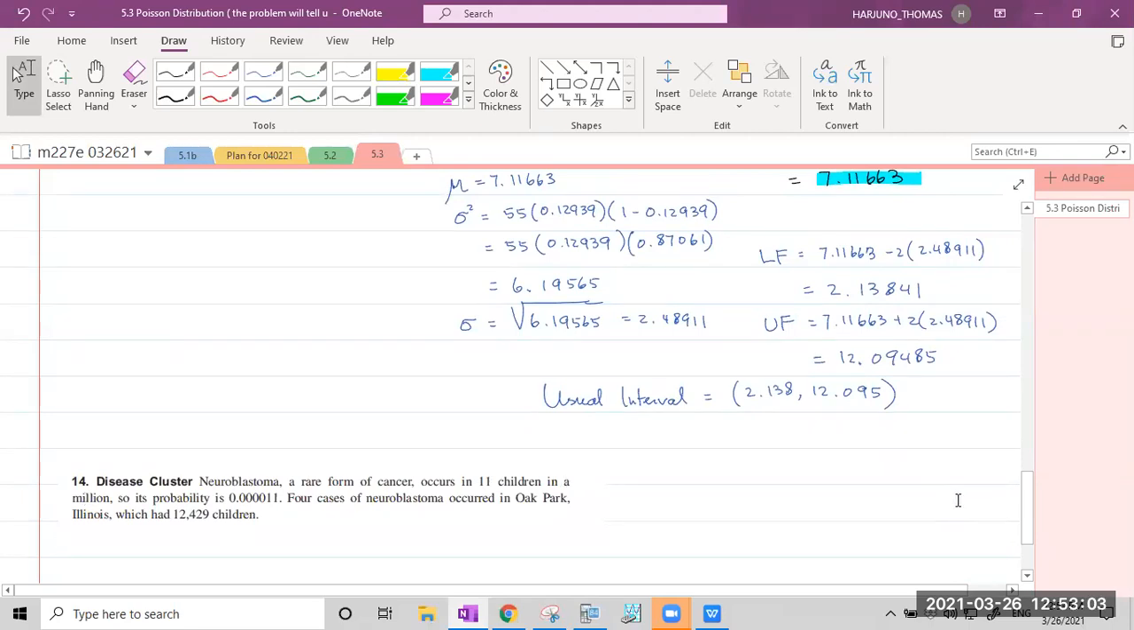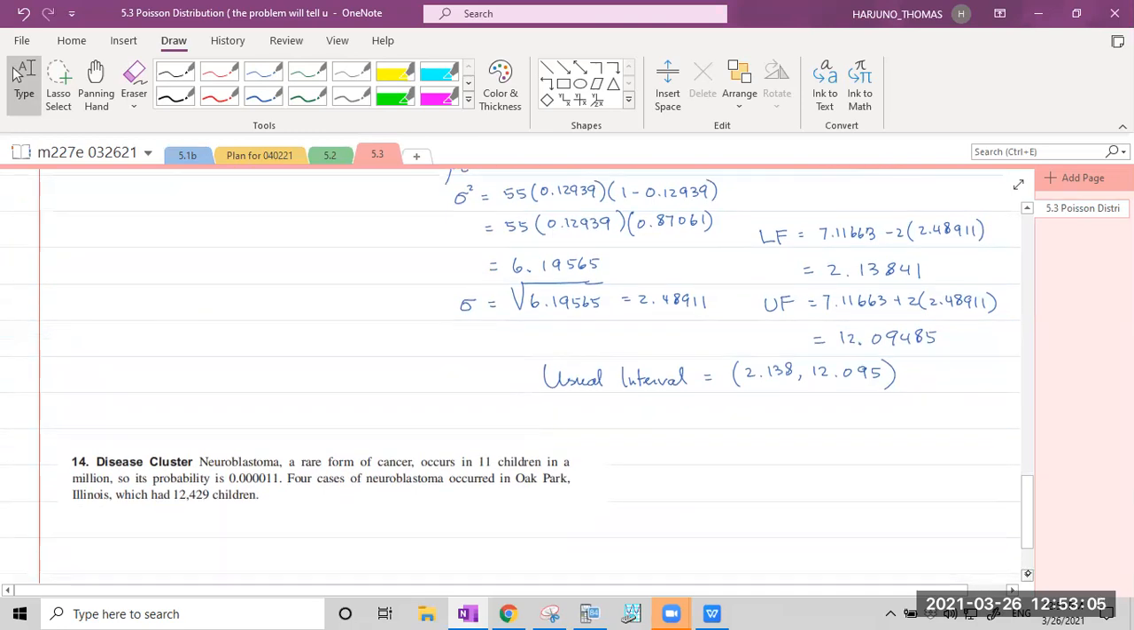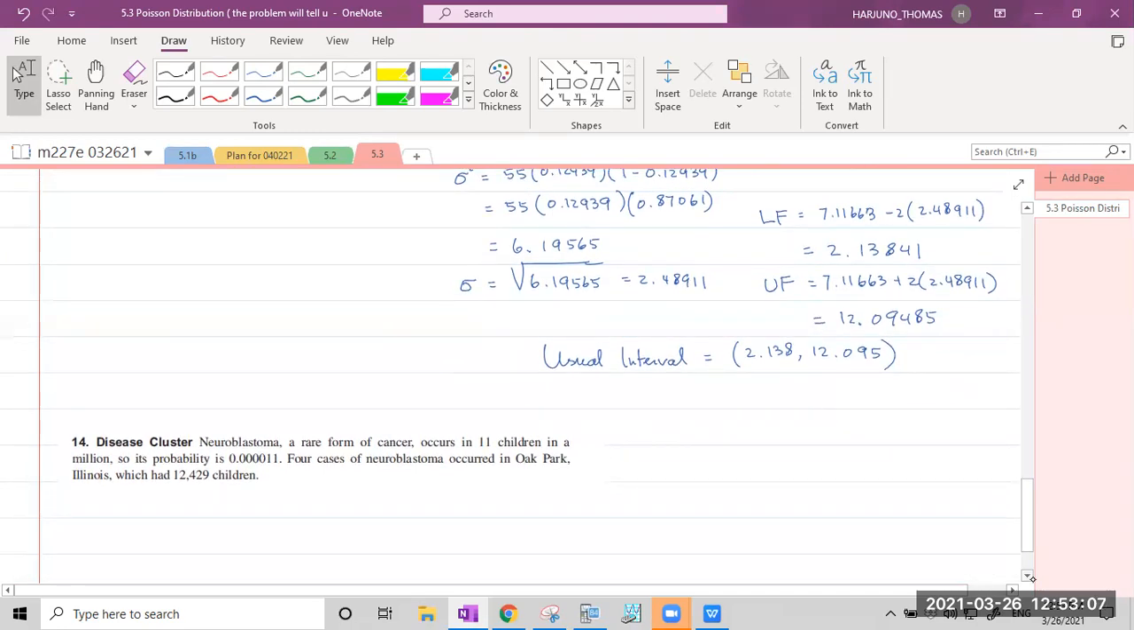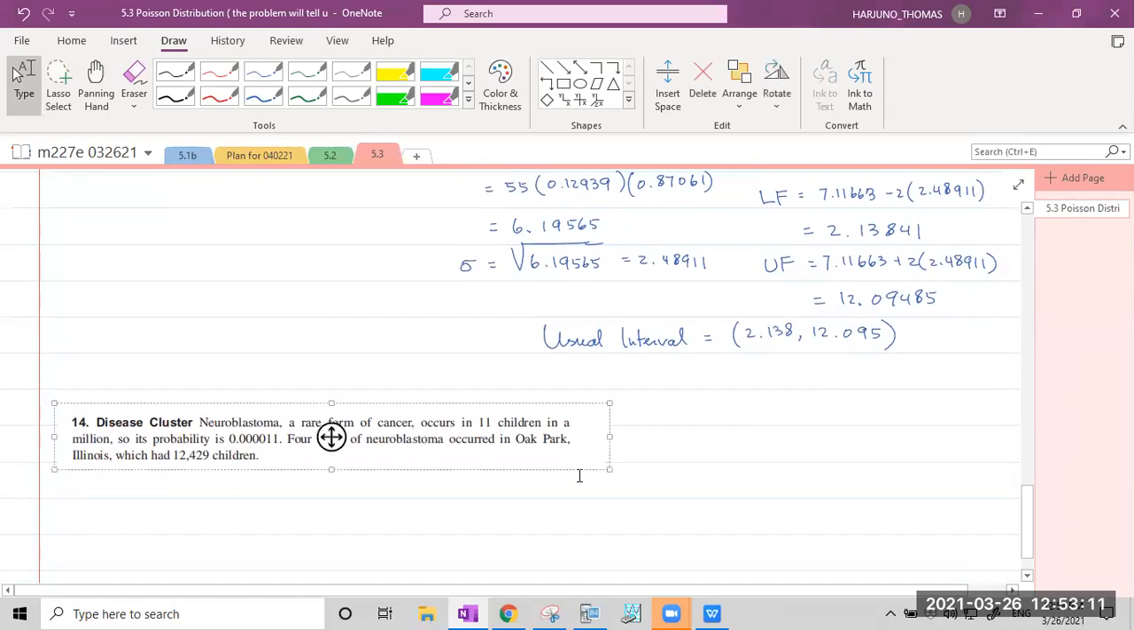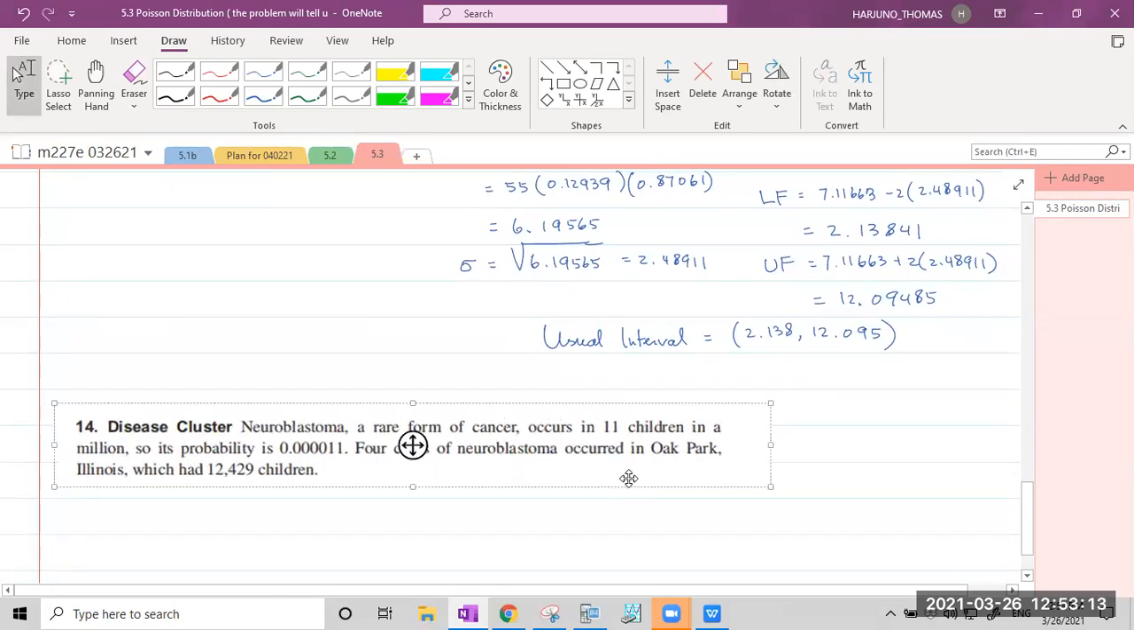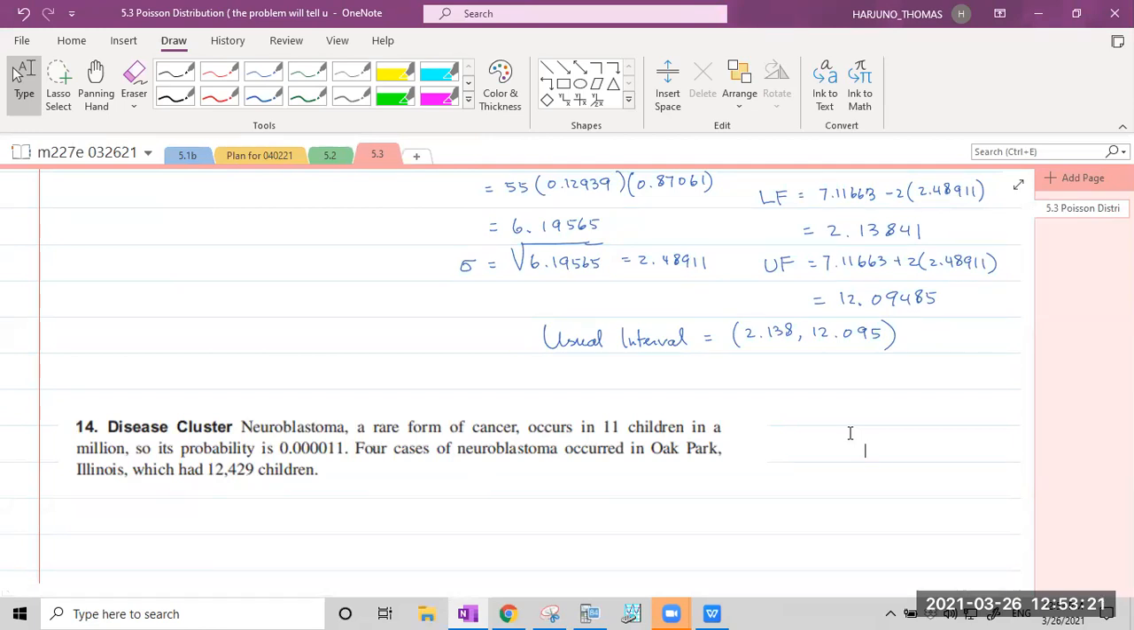Neuroblastoma is a rare form of cancer, occurring in 11 children in a million. Now, 4 cases of neuroblastoma occurred in Oak Park, Illinois, which had 12,429. Oh, let's see, what's the question?